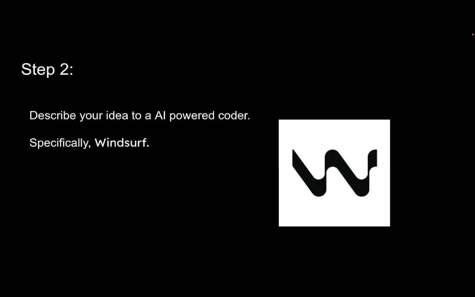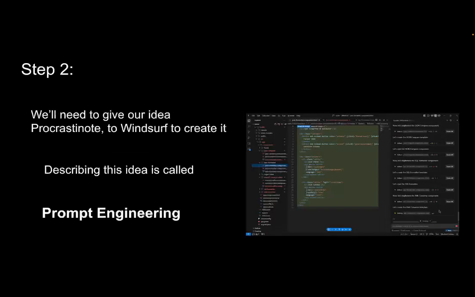Step number 2, describe your idea to an AI-powered coder. Specifically, Windsurf is one of the more beginner-friendly ones, and I have been using that for a while, and it is great. So in order to give our idea to Procrastinote to Windsurf, we will have to describe the idea to the AI model embedded in Windsurf. And this process is called prompt engineering.